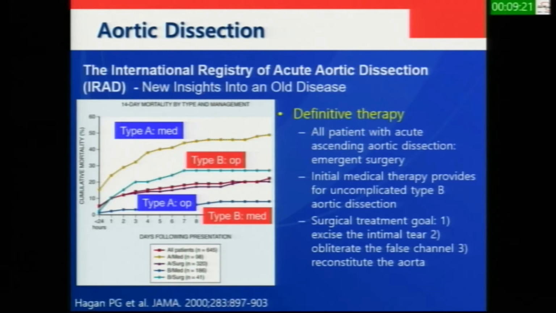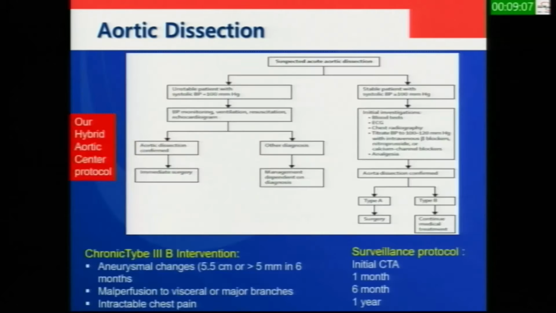The IRAD recommends, after follow-up of mortality for type A and type B dissection, that the first option for type A is surgery and the first option for type B is medical treatment. Our hybrid aortic center protocol: when we suspect acute aortic dissection, if the patient is unstable, we recommend blood pressure monitoring, ventilation, resuscitation, echo, and if the aortic dissection is confirmed, immediate surgery, and if another diagnosis matches, treatment according to the diagnosis.